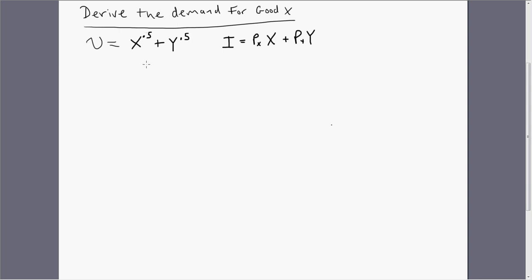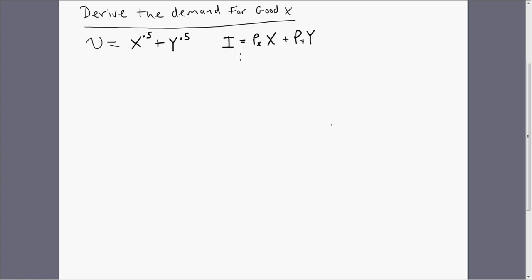In this video, we're going to derive the demand for good X. We're going to derive this demand function from the consumer's utility function. Utility equals the square root of X plus the square root of Y, where X and Y represent units of good X and good Y respectively.